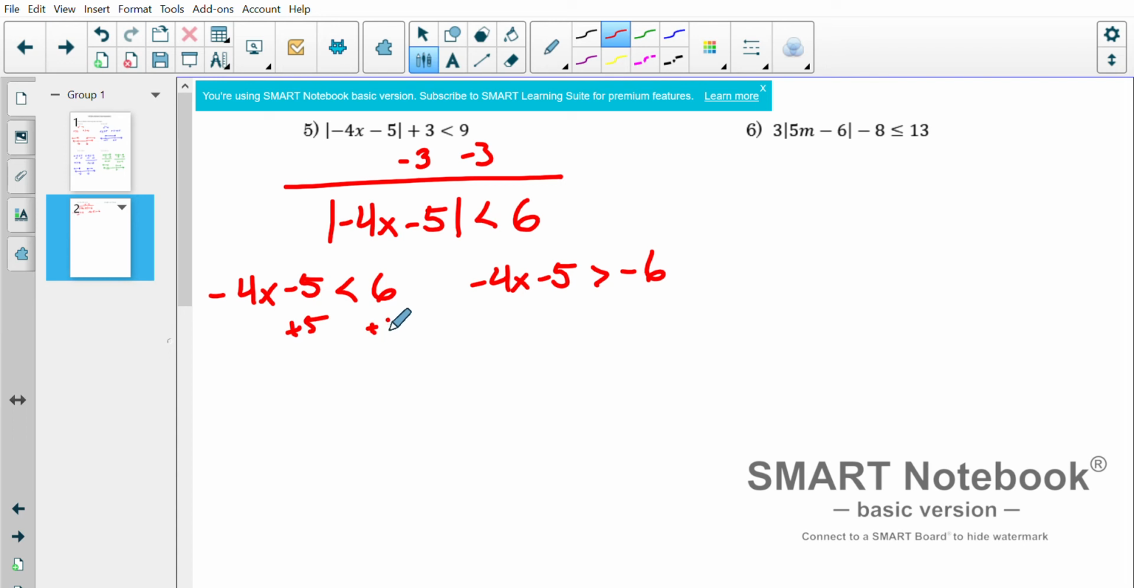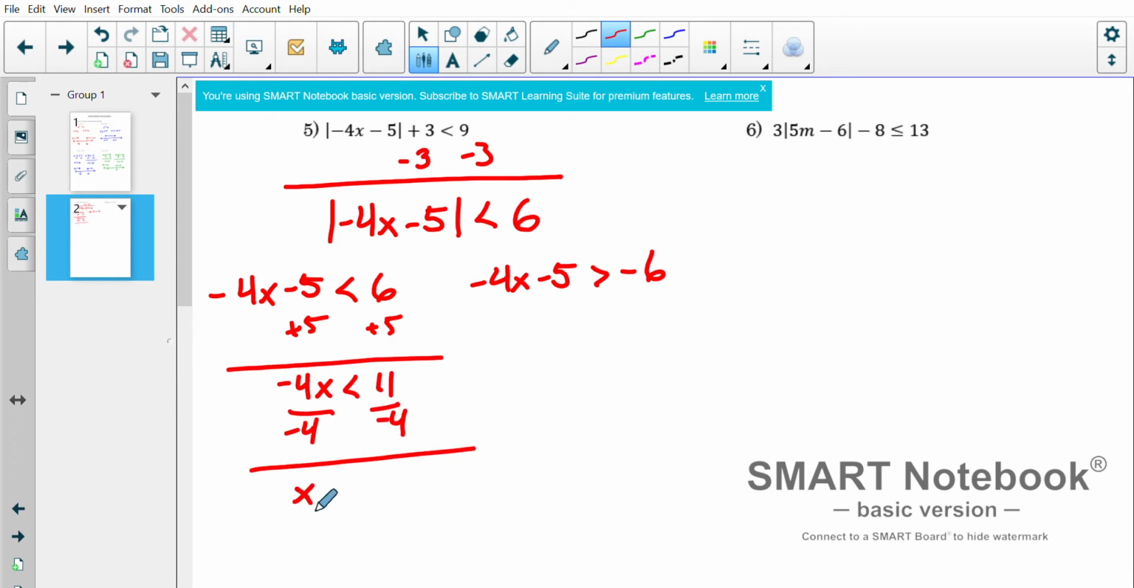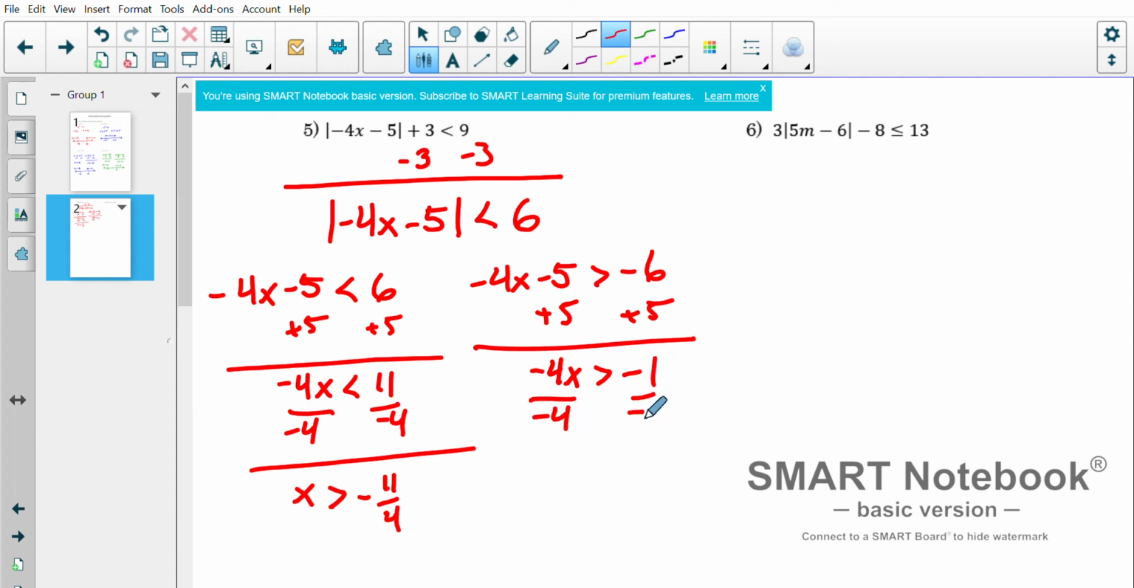Add 5. Negative 4x is less than 11. Divide by negative 4. And x is, when we divide by a negative, make sure you flip your inequality, greater than negative 11 fourths. Then we'll go ahead and solve our second inequality. Add 5. Negative 4x is greater than negative 1. When I divide by negative 4, x is less than 1/4.